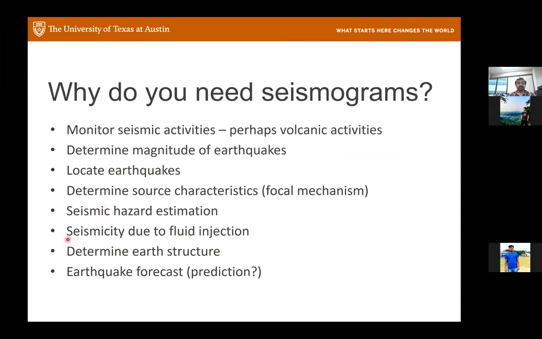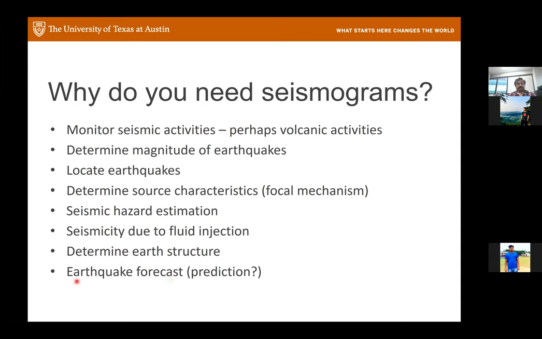One important application nowadays is that we're seeing a lot of seismicity during production of hydrocarbon due to fluid injection. So the seismometers are placed around the oil field and record, and looking at those records, we can try to understand how seismicity is being generated by oil and gas production. And of course, determine earth structure.